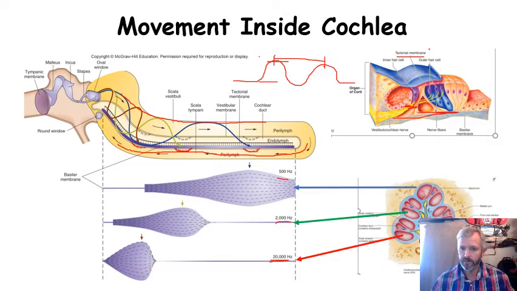Okay, so that's how the brain is going to be interpreting frequency, depending on what cells are getting stimulated, where they are in the cochlea, where they are in those turns. Earlier turns, higher frequencies, medium frequency, and then later turns are going to be the lower frequency.